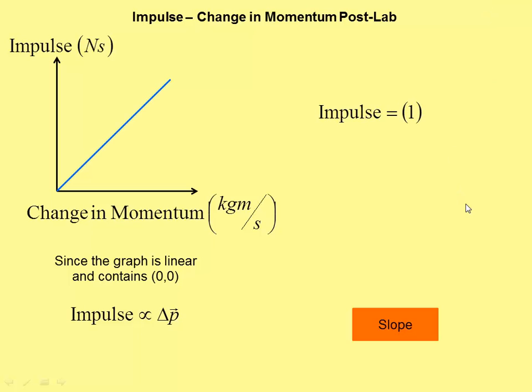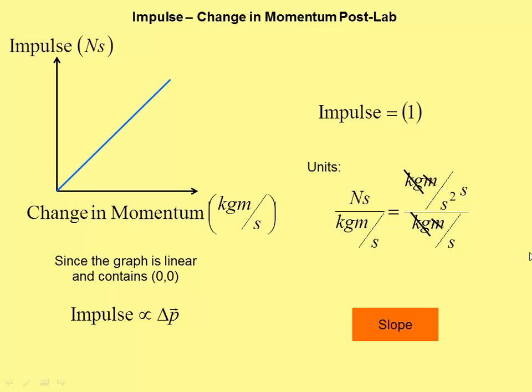Let's look at the units. Units for slope, of course, come from rise over run. So a Newton second over a kilogram meter per second. Now this may not look like it'll cancel, but remember, a Newton is a derived unit. It is based on Newton's second law, F equals ma. A Newton is the force required to make a 1 kilogram object accelerate at 1 meter per second squared. So if you substitute that in for a Newton, notice the kilograms cancel, the meters cancel, and all the seconds cancel. So essentially, this slope, or constant of proportionality, if you will, has no units.